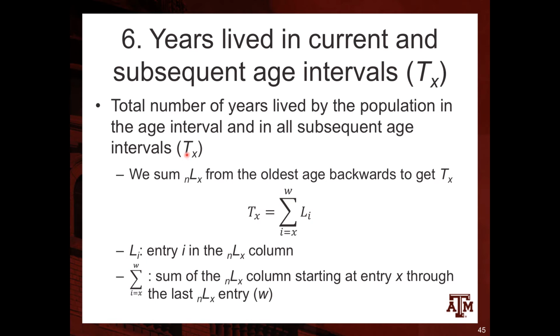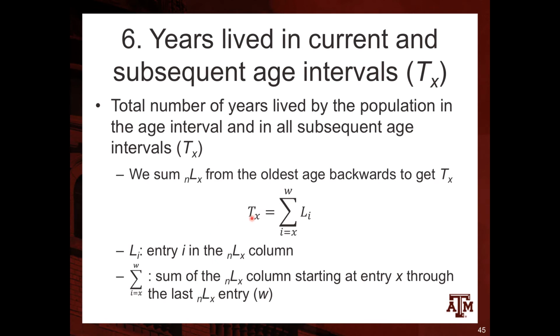So the total number of years lived by the population in the age interval and in all subsequent age intervals is the T_x column. So we pretty much sum the big L column from the oldest age backwards to get the T_x. So that's the notation to calculate the T_x. And the L_i here is the entry i in the L column, and we are summing from that specific age group that we are taking into account in the life table, until the last entry of the big L.